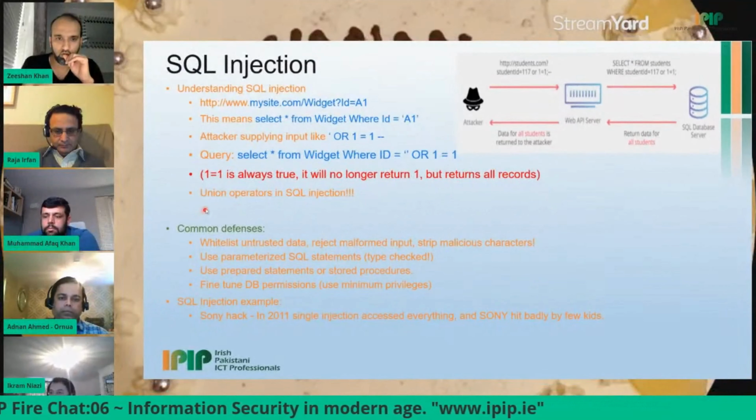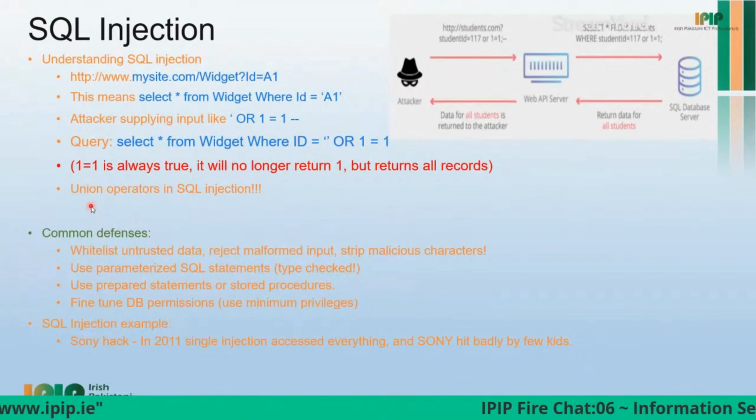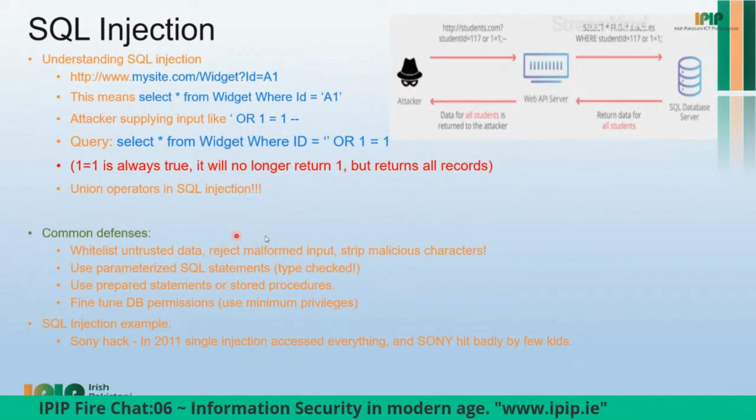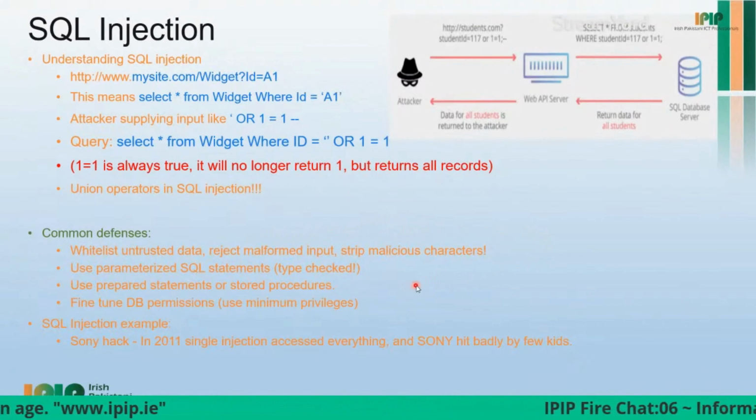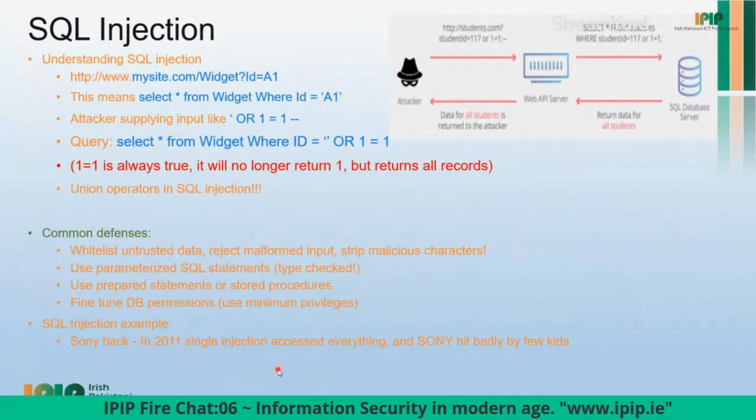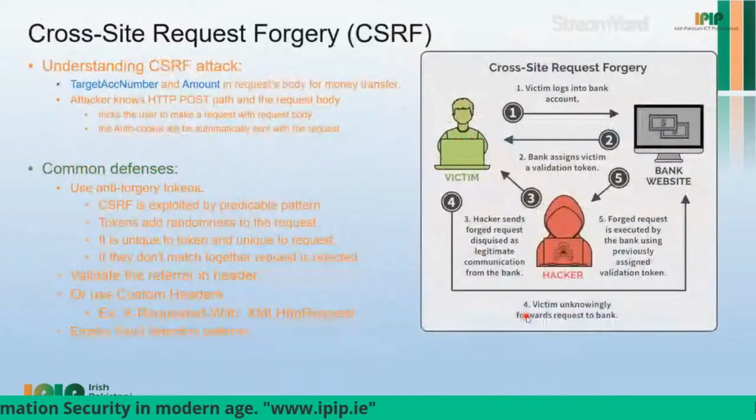Another injection is the union operator, where if you are running one query, you can try a union operation. It will put in another query, and it will give you more records. So common defenses are to whitelist untrusted data, reject malformed input, strip malicious characters, use parameterized SQL statements, use SPs, and fine-tune DB permissions. One example was the Sony hack in 2011. A single injection accessed everything, and Sony was hit badly by a few kids.